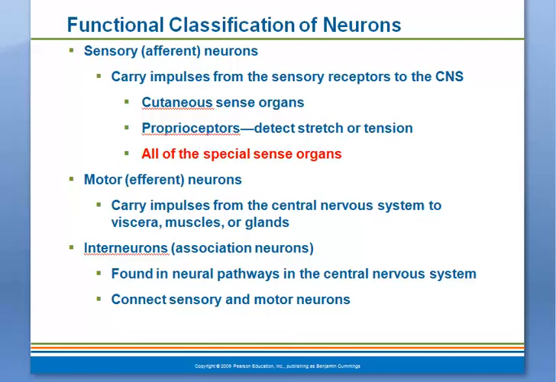All of the special sense organs, the rods and the cones in the eyes, the cochlea in the ear, the taste and the smell receptors, carry their information on sensory or afferent neurons, and thus sensory or afferent nerves. The motor or efferent nerves or neurons carry impulses, that's information, from the central nervous system to the effectors. And the interneurons are those that are in between the sensory and the motor neurons. And they're really conveyance neurons. They pass information.